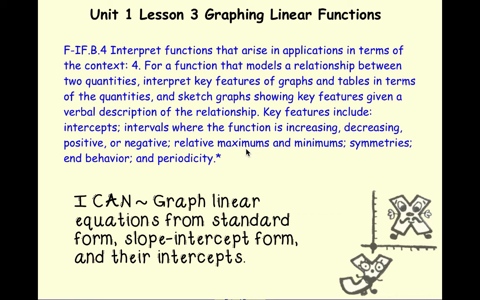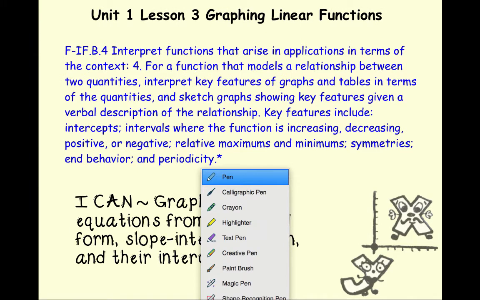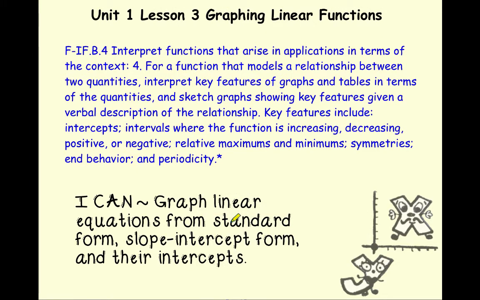Hey everyone, this is going to be our next lesson, and we are going to be working on graphing linear functions. Again, this is a review from Algebra 1, but we're going to go over some key stuff to make sure that you remember, because it applies to lots of stuff that we're going to be studying in Algebra 2. So here's the standard that we're working on, and I want you to make sure you pay attention to the fact that we're looking really at key features.